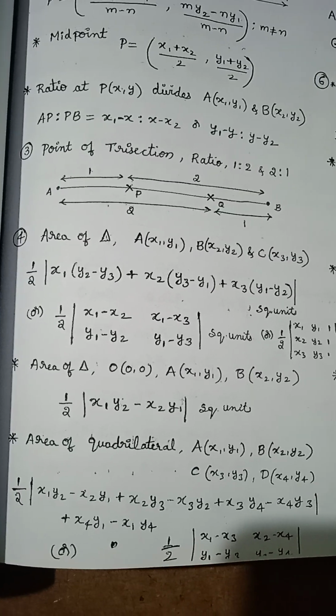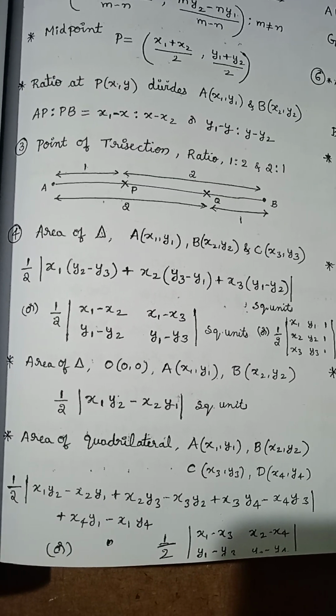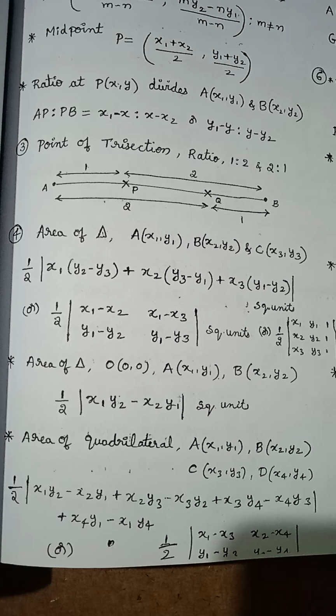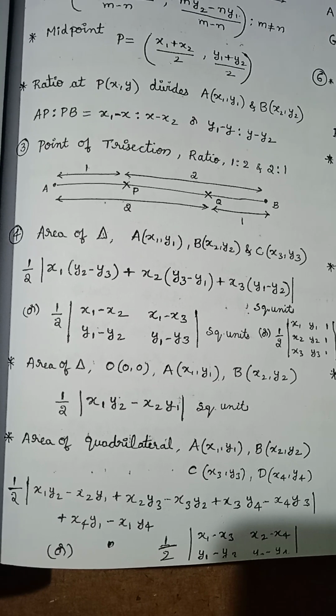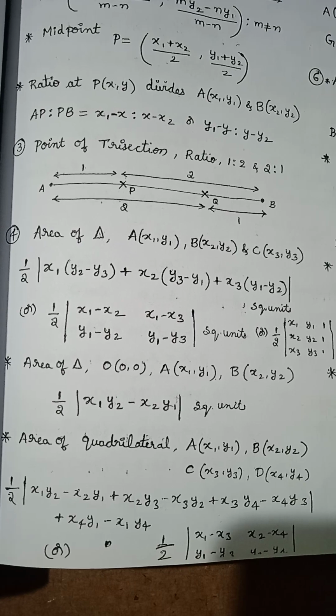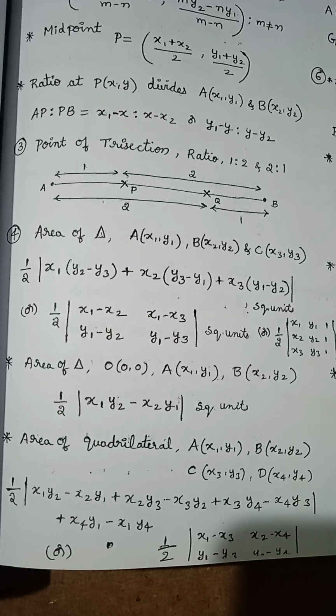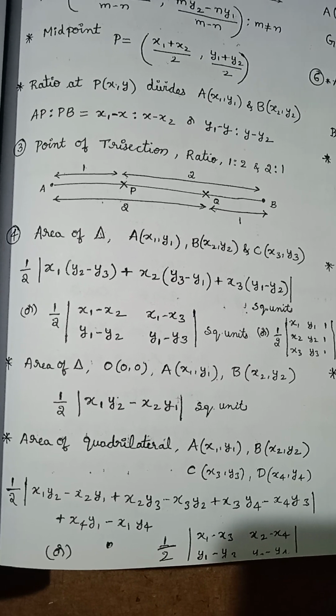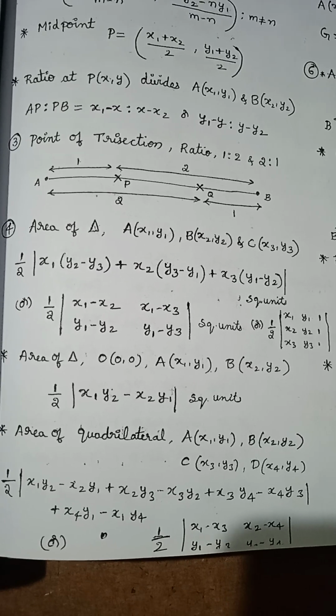Suppose one of the vertices is the origin, then the area of the triangle would be half of (x1 y2 minus x2 y1) square units.